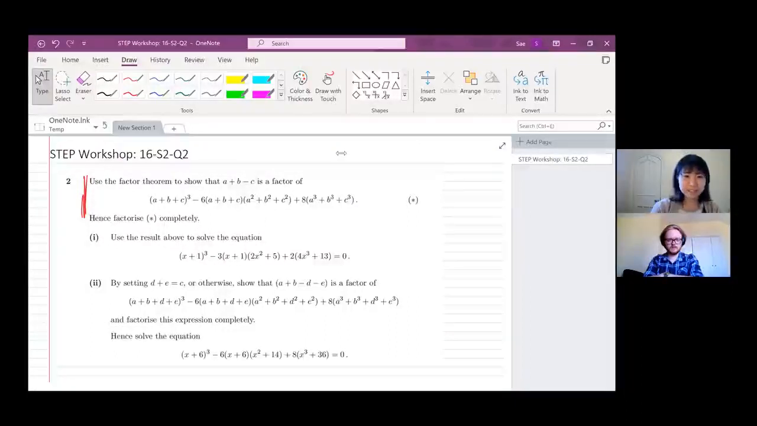And in this question, the stem is: use the factor theorem to show that a plus b minus c is a factor of this long expression, which is called star. Hence factorize star completely. Well, first it tells us to use the factor theorem, so it's probably a good idea to use the factor theorem. And can anyone tell me in the chat what the factor theorem is, if they know it?